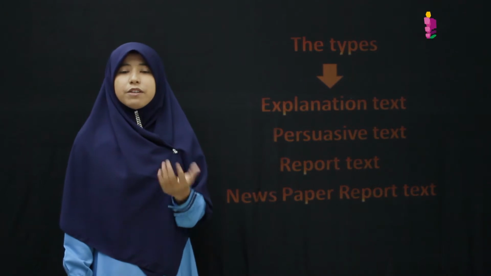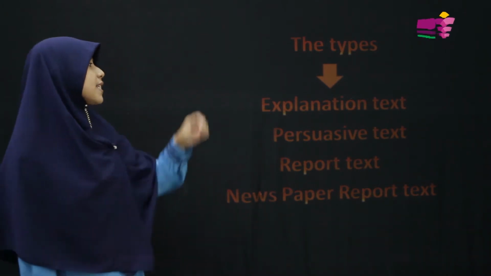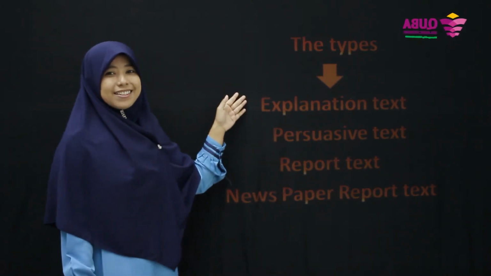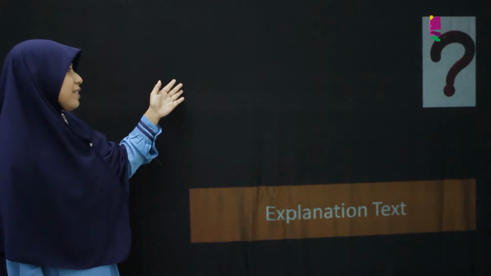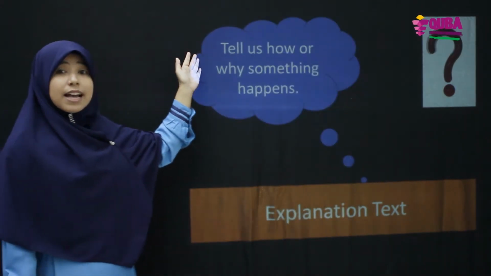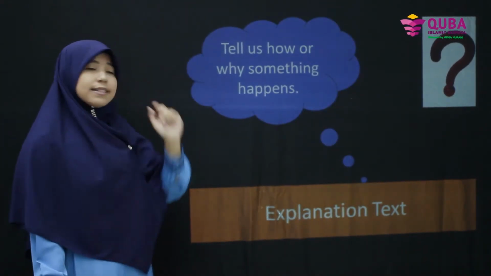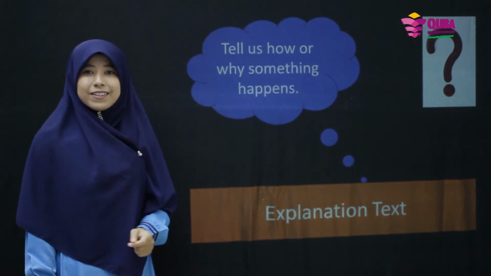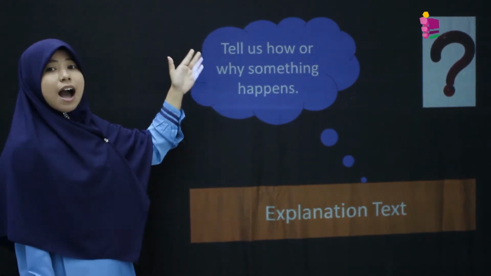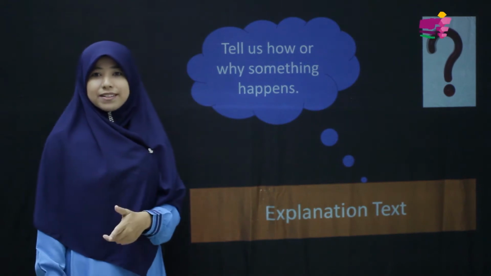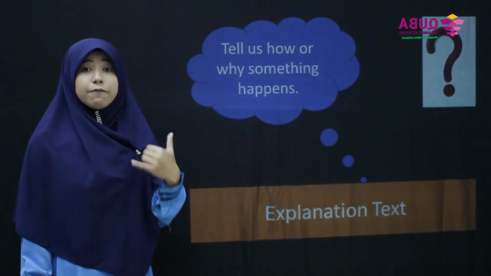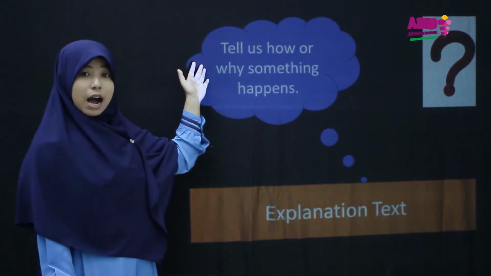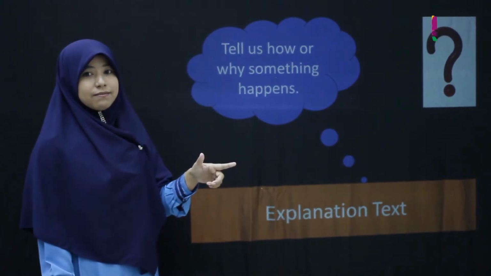But I just want to focus on one of them, that is explanation text. What is explanation text? Do you know it? Explanation text is tell us how or why something happens. Okay? Tell us how or why something happens. In explanation text, we can find how or why something happens.